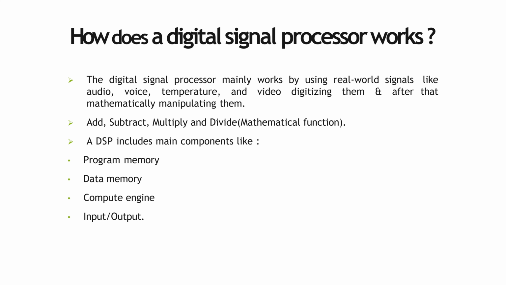So now further we will see how a DSP processor works. Digital signal processing is the manipulation of real-time analog signals that have to be digitalized. The analog input can be a voice, video, position or a temperature, etc. So it carries out various operations like addition, subtraction, multiplication and division on the signal to process it. The major components of DSP are program memory, data memory, compute engine, and input-output peripherals.